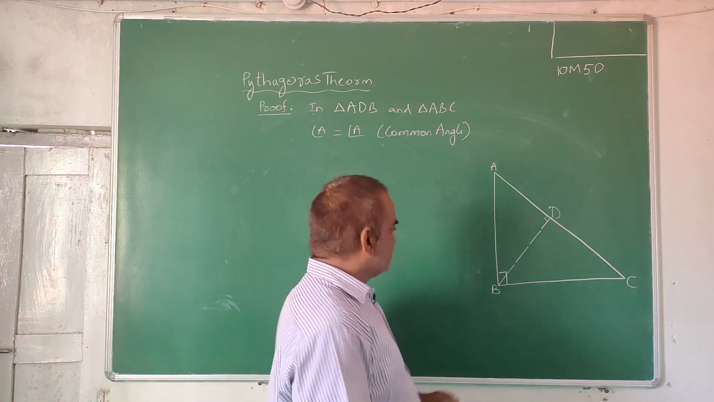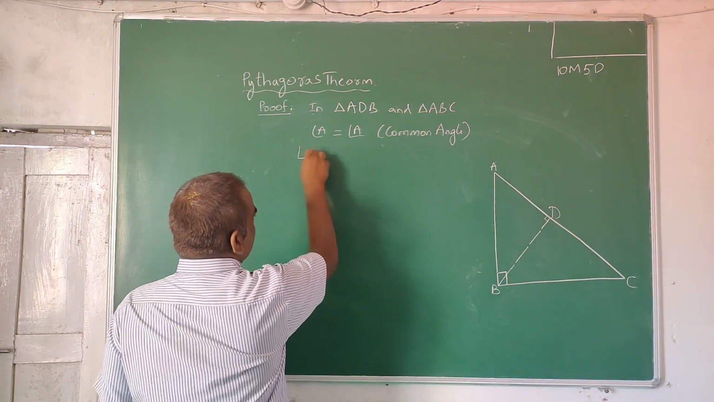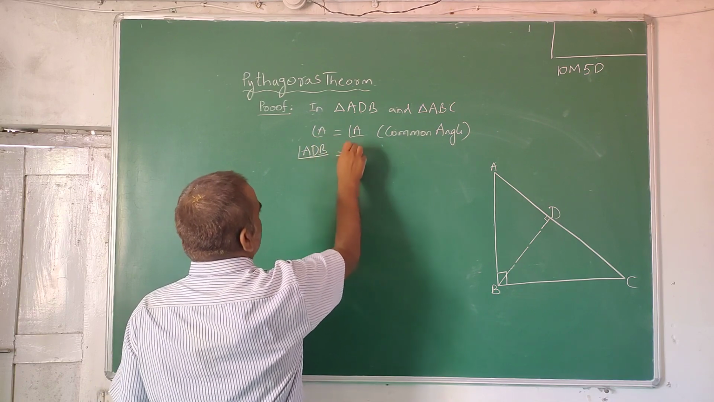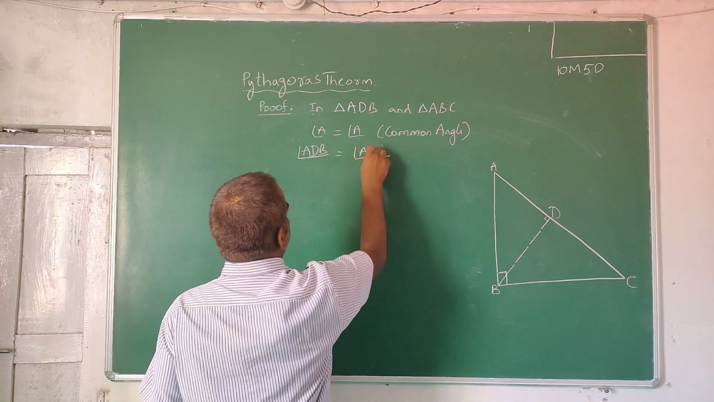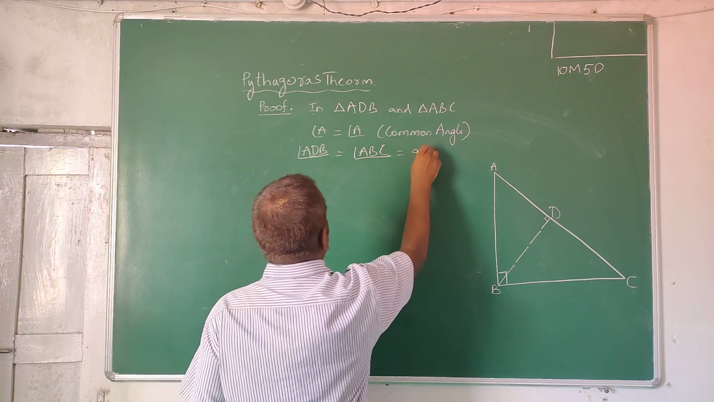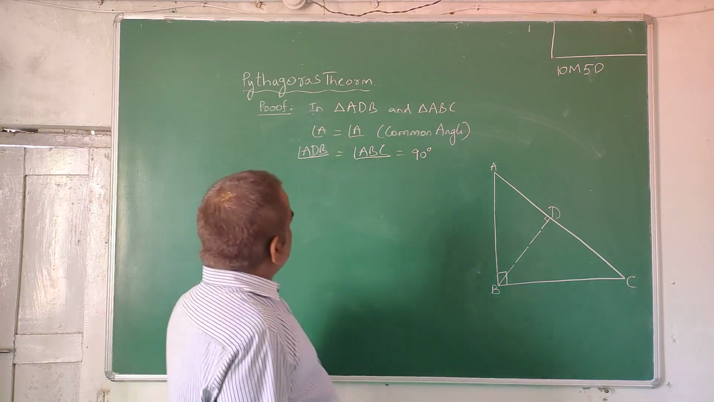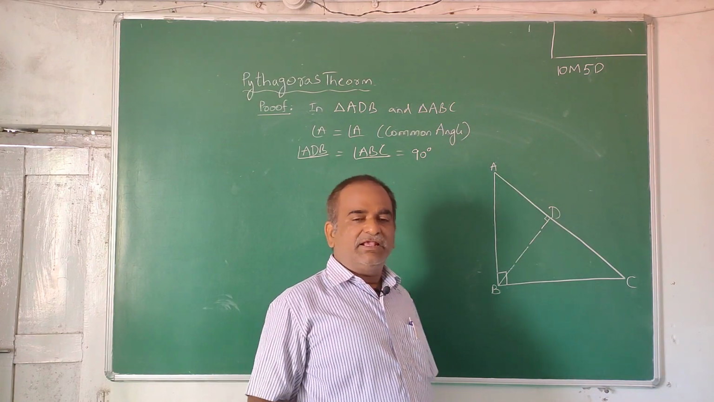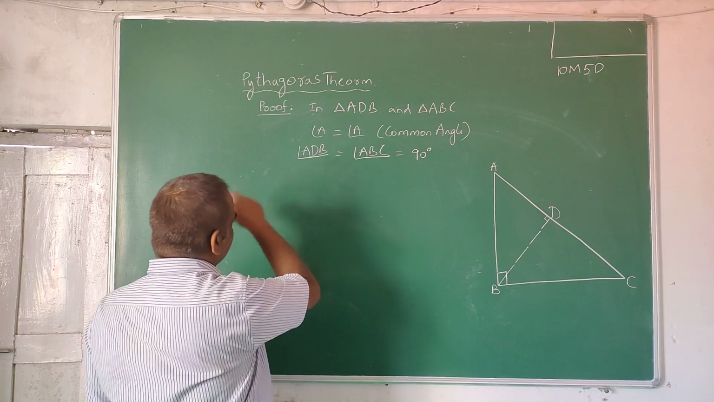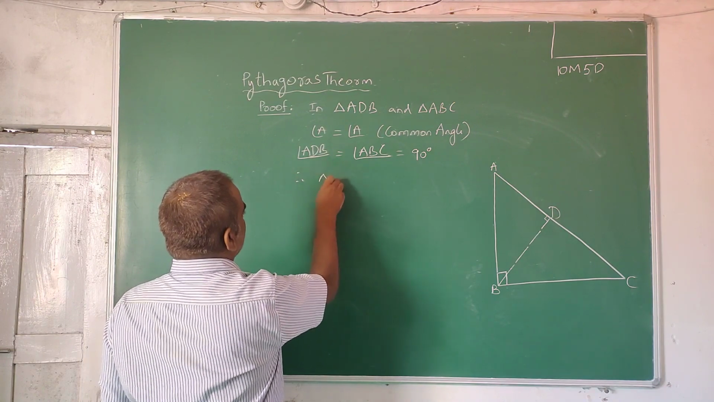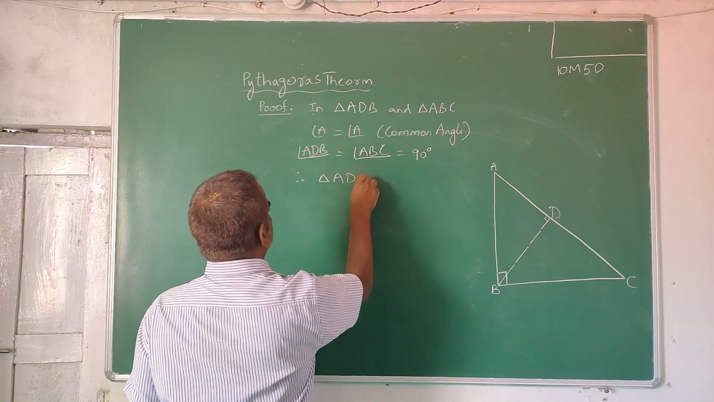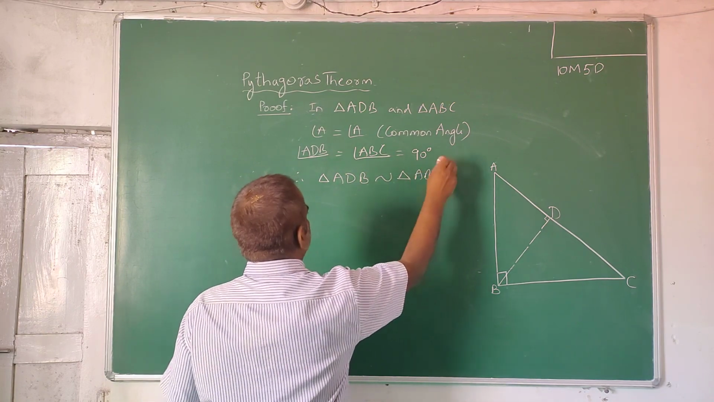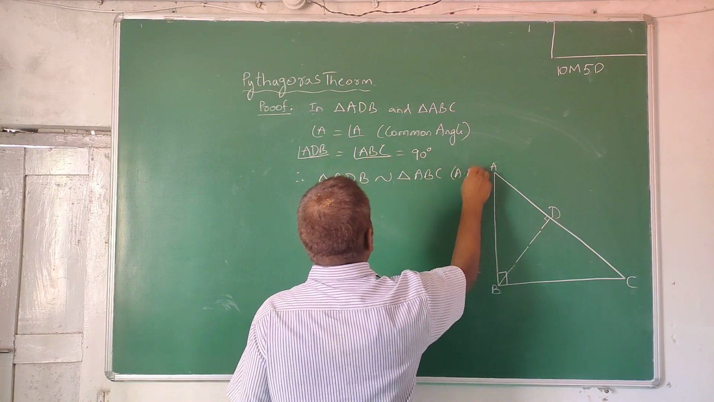Are you following? Next, angle ADB in the triangle ADB is equal to angle ABC in the triangle ABC, each equal to 90 degrees. So, two pairs of corresponding angles you are seeing equal. Therefore, by AA similarity criterion, you can conclude that triangle ADB is similar to triangle ABC by AA similarity criterion.